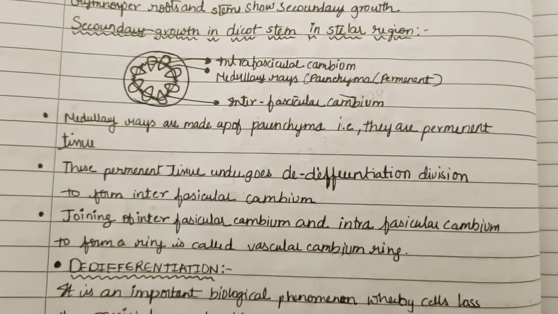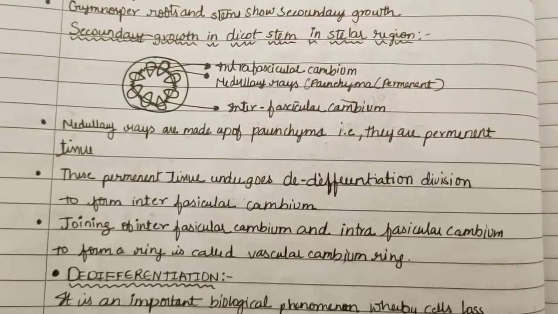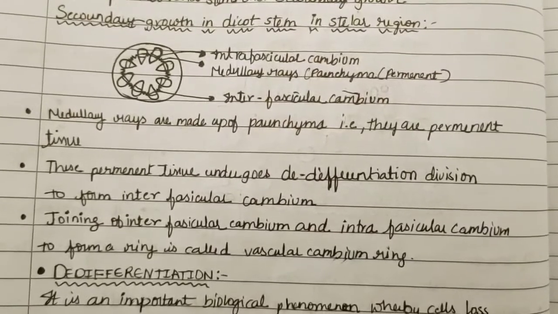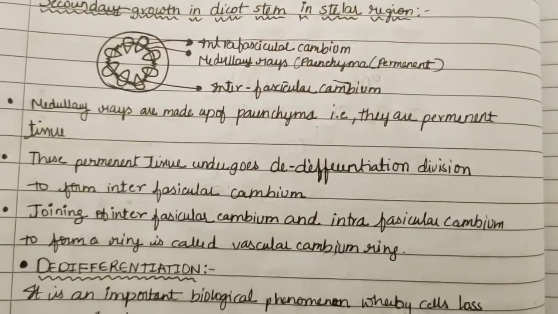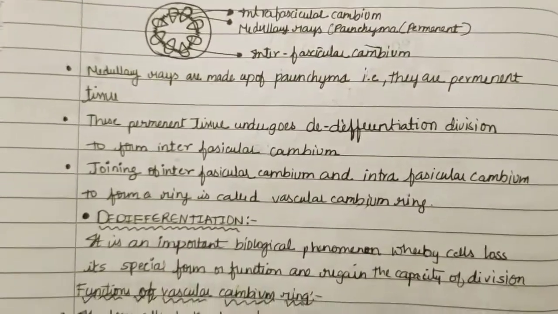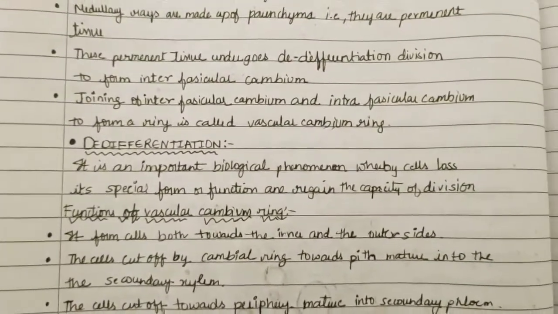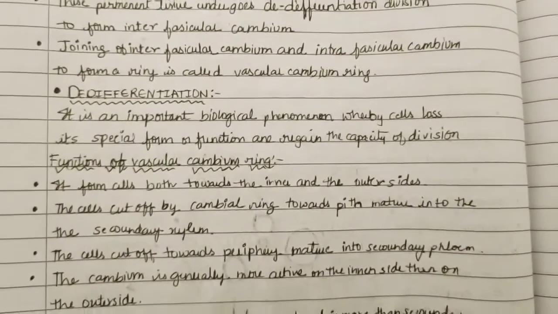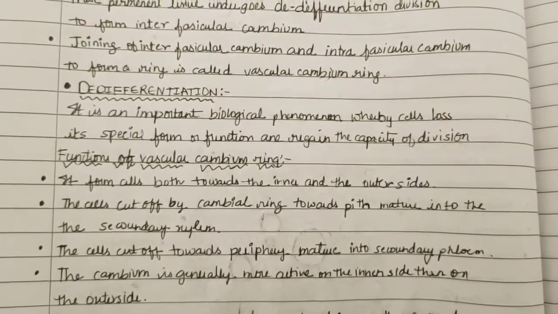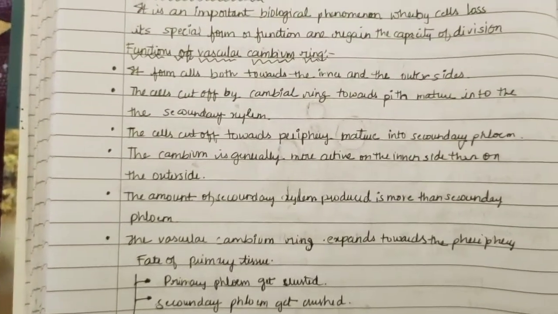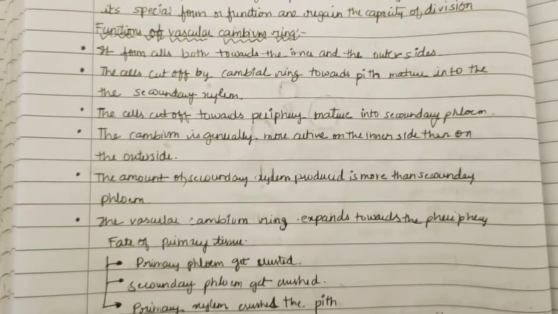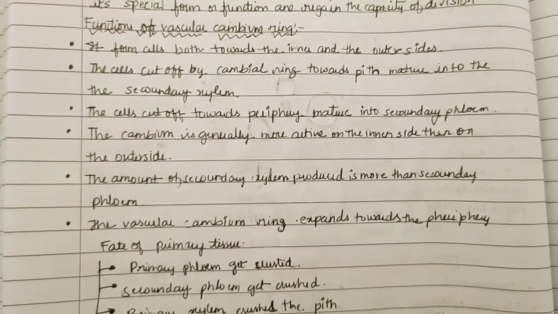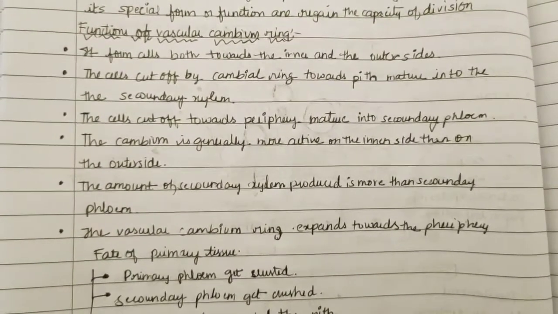Secondary growth in the dicot stem in the stellar region. Here the medullary rays are made up of parenchyma, that is, they are permanent tissue. These permanent tissues undergo dedifferentiation division to form interfascicular cambium. Joining of interfascicular cambium and intrafascicular cambium forms the ring known as the vascular cambium ring. Dedifferentiation is an important biological phenomenon whereby cells lose their special form or function and regain the capability of division.